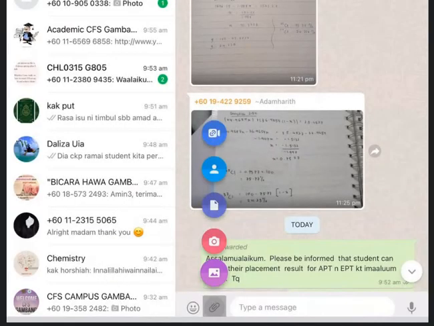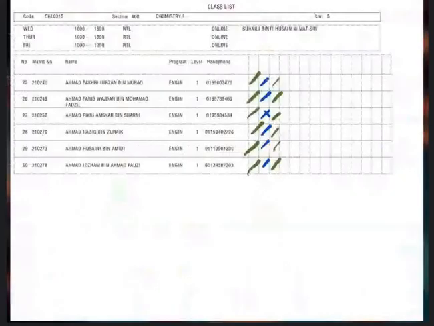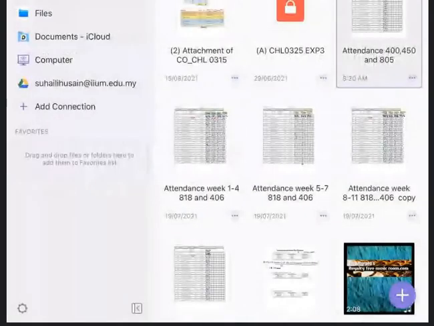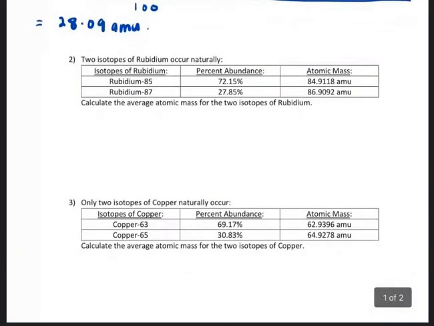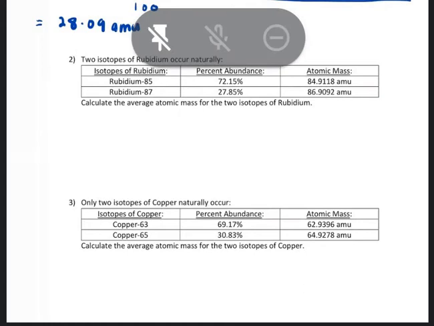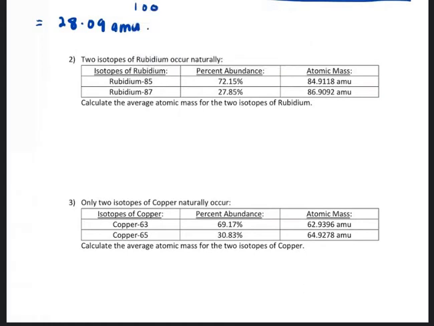Okay, I have one more. Semalam kan ada share 2. So satu lagi adalah this one. Sekejap you can have a look at this first. Okay, so you can see that. Sekejap.